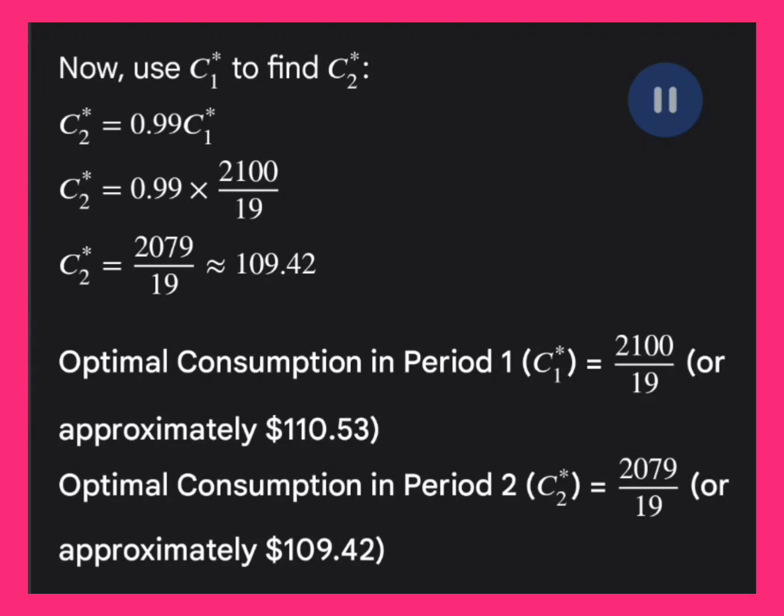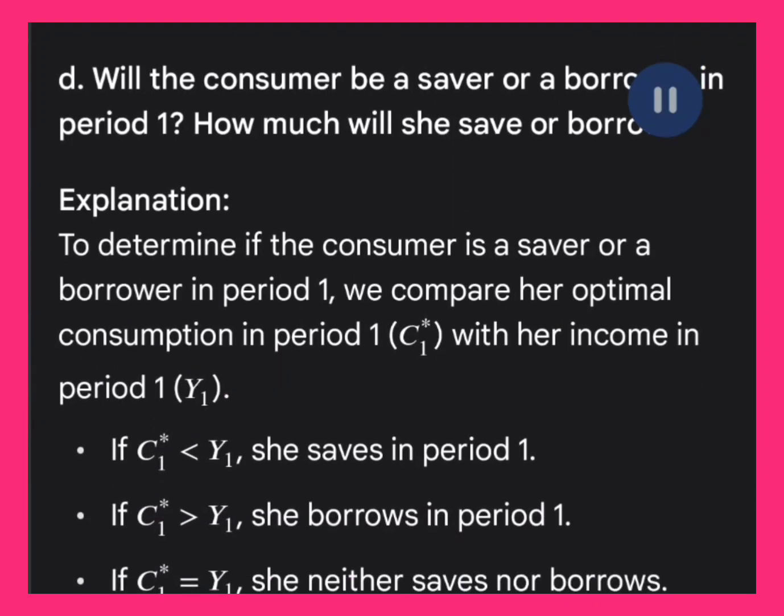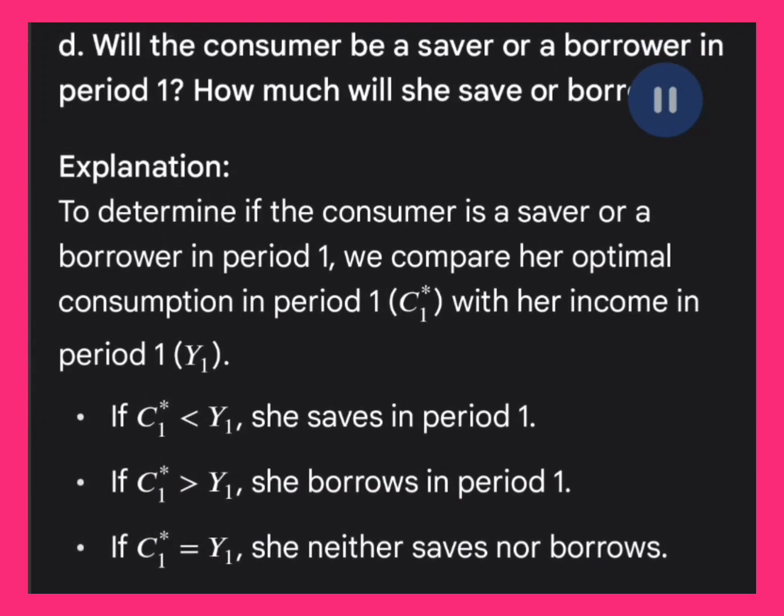D. Will the consumer be a saver or a borrower in period 1? How much will she save or borrow? Explanation. To determine if the consumer is a saver or a borrower in period 1, we compare her optimal consumption in period 1, C_1 star, with her income in period 1, Y_1. If C_1 star is less than Y_1, she saves in period 1. If C_1 star is greater than Y_1, she borrows in period 1. If C_1 star equals Y_1, she neither saves nor borrows.